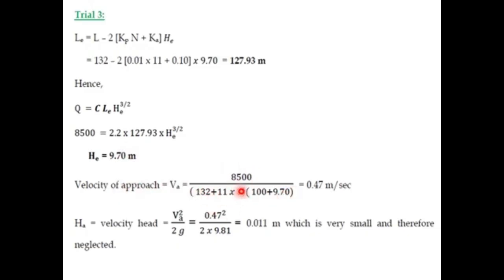Each pier is 3 meters wide, so 11 piers. Total clear length is 132. So the total length and the total depth we get here is 0.47, and the velocity head is very negligible, which is 0.011 meters, hence it can be neglected.